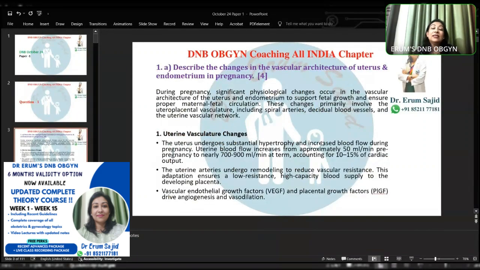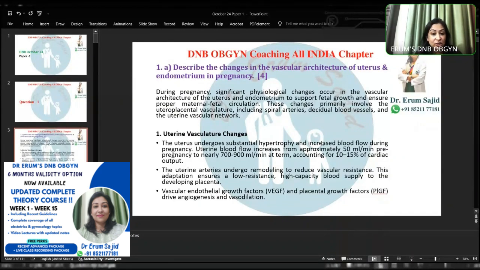It was asked: describe the changes in the vascular architecture of the uterus and the endometrium in pregnancy. See, this is a basic sciences paper, so they'll ask you very basic things. So how the vascular system changes, and how the uterine lining and uterus change in pregnancy. This is what we have to talk about.